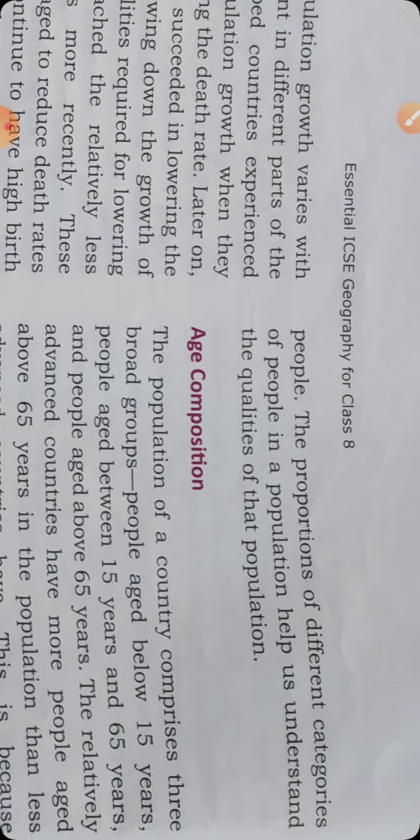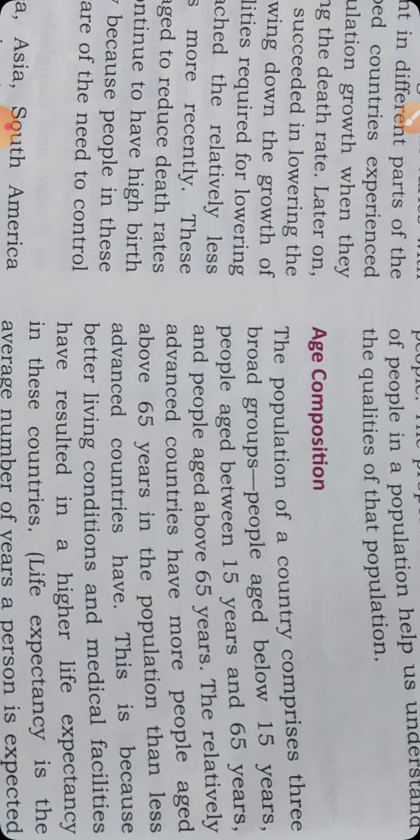The proportion of different categories of people in a population helps us understand the qualities of that population. Age composition. What is the age composition factor? The population of a country comprises three broad groups: people aged below 15 years, people aged between 15 and 65 years, and people aged above 65 years. The relatively advanced countries have more people aged above 65 years in the population, and less advanced countries have fewer.